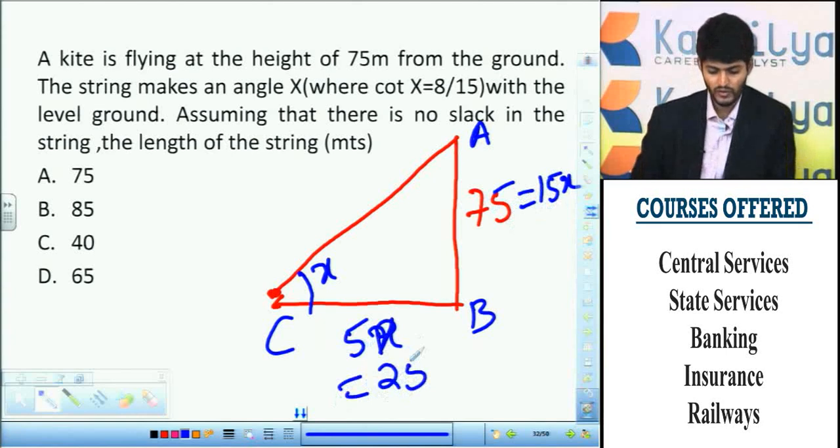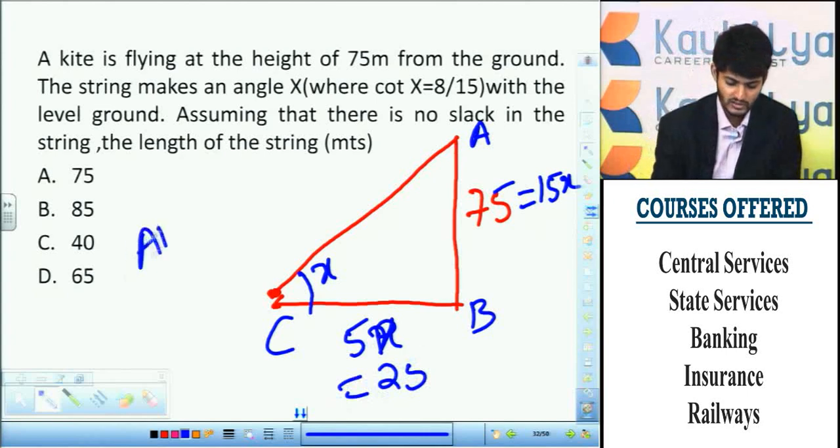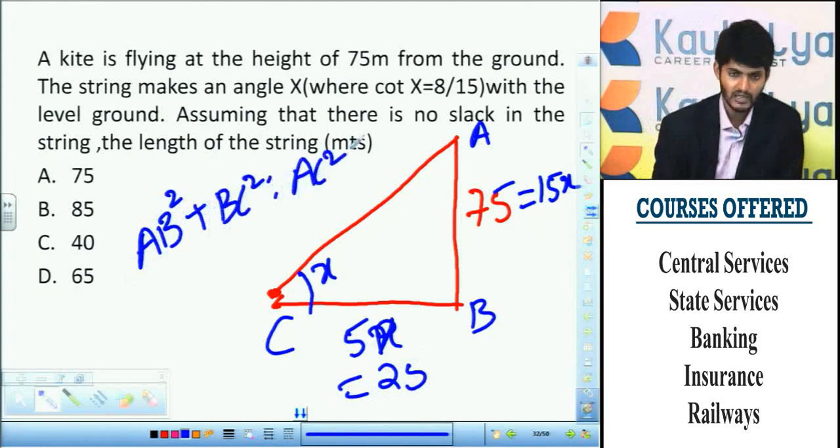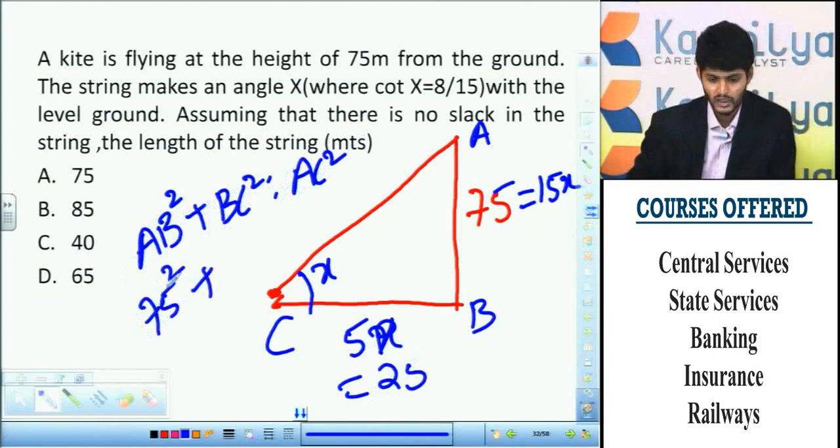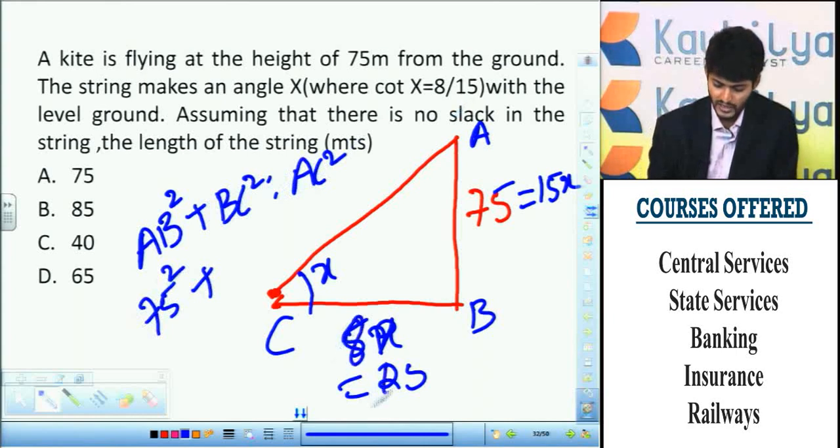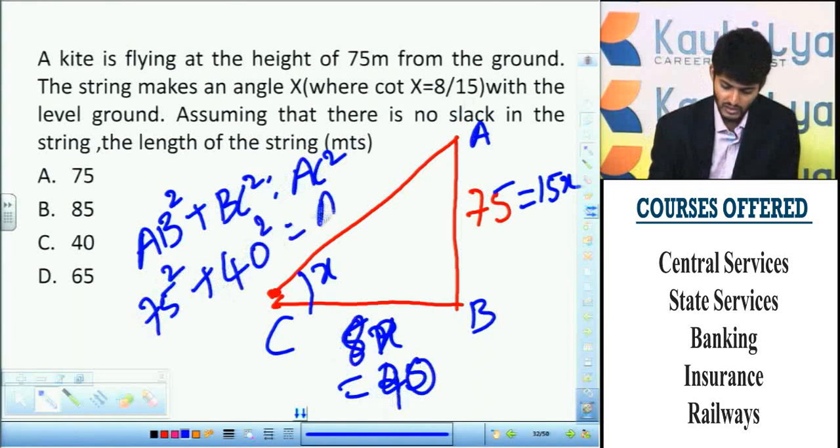Fair enough. Now you want to find out, assuming there is no slack in the string, that means the string is very tight, what is the length of the string. So now you are clearly aware AB square plus BC square is equal to AC square, by Pythagoras theorem. Now you have AB, which is the height of the triangle, as 75 square, and now you have BC, which is your adjacent side, because the ratio is 15:8. So this is 8 parts, so 8 into 5 you will get 40. So 75 square plus 40 square will be your AC square.